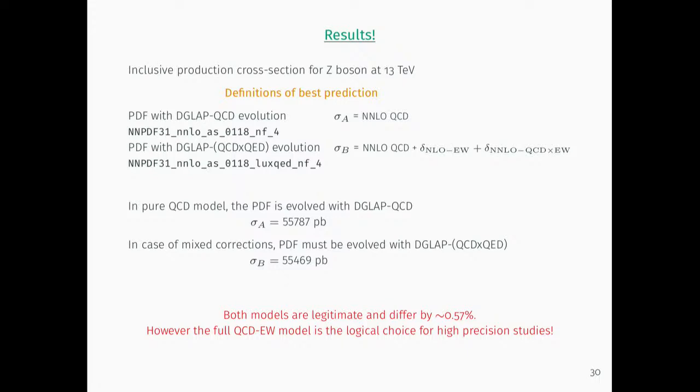Why should it happen? Because this calculation was not done beforehand, so this QCD QED PDF doesn't contain it, or is not fit considering this calculation, because it was not done. So once this is done, this will go down anyway. But then the question comes, which model one should take? I mean, this is to understand that both models are legitimate, but the QCD electric model is the more logical choice because photons also can come from the proton.